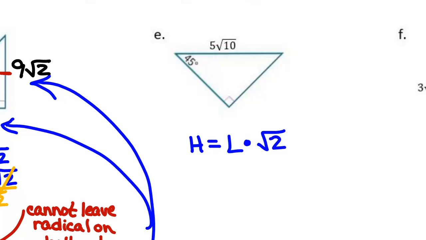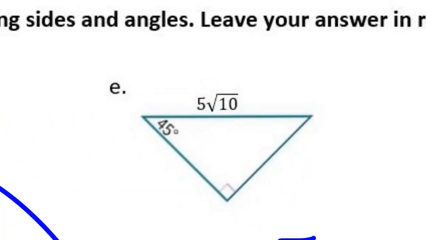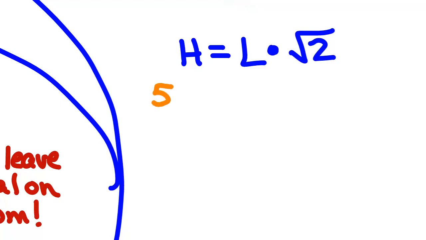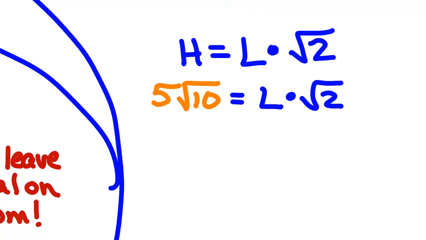What did they give us on part E? Hypotenuse or leg? They gave us hypotenuse. It is opposite that right angle. So 5 square root of 10 is the hypotenuse. So I'm going to substitute that in. 5 square root of 10 is equal to L times the square root of 2.